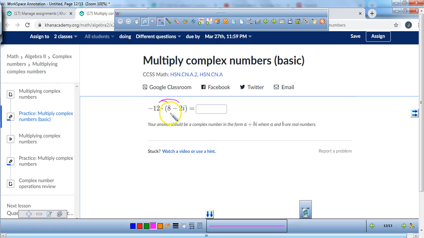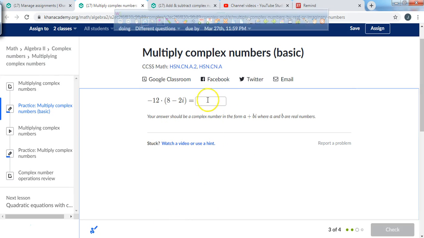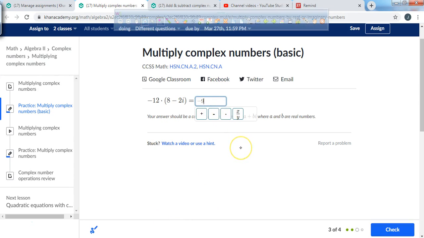Alright, we have negative 12 times 8, which is negative 96. Negative times a negative is a positive. 12 times 2i is 24i. We can write this in nice. It's already in order, so we don't have to worry about rearranging things. Okay, so negative 96 plus 24i.